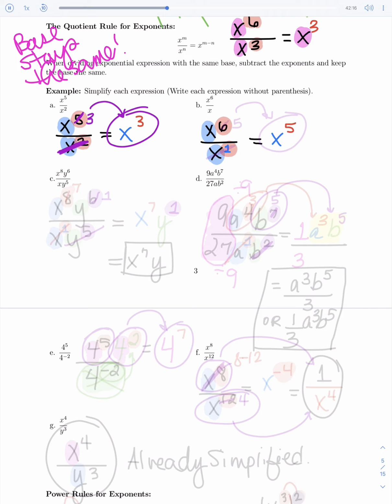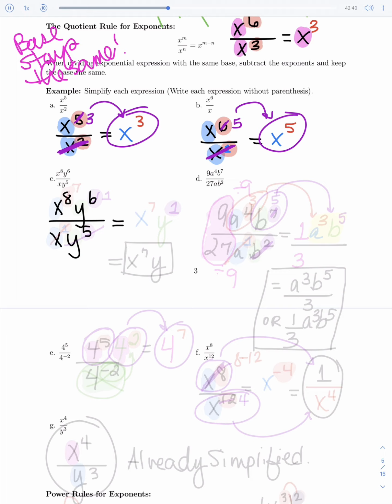If you like the canceling method, that works too. I'd cancel out the 1 x on the bottom with 1 out of the 6, which will leave you with still 5 of the x's left, and you still end up with x to the 5th. Let's take a look at C. In C we have, let's see, x to the 8th, y to the 6th over x, y to the 5th.